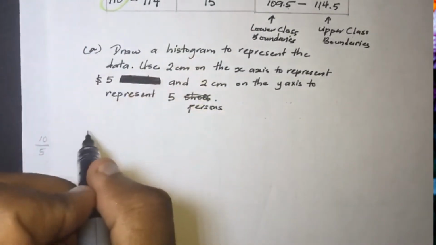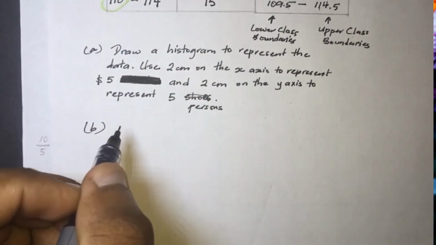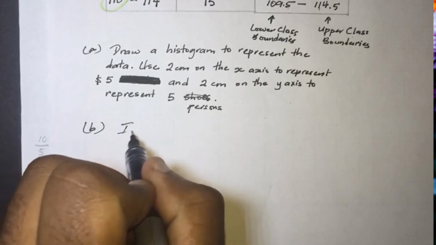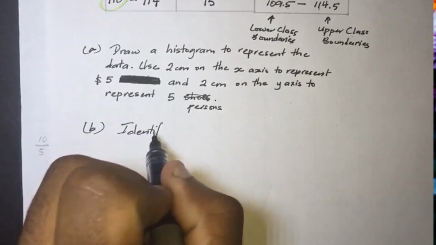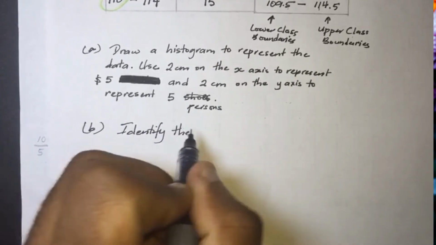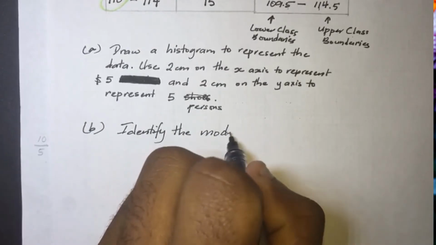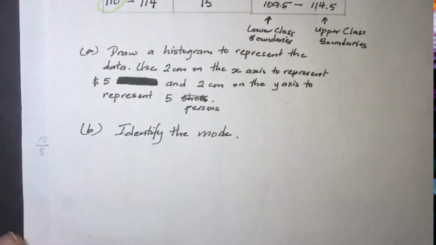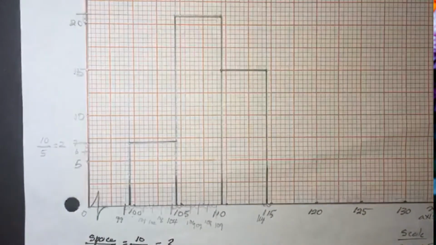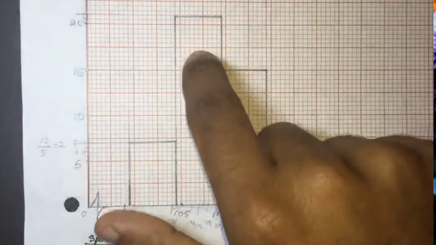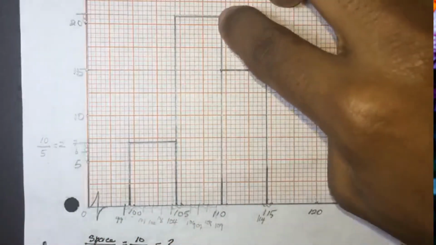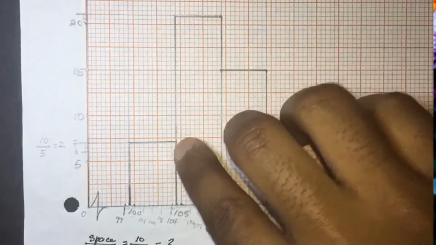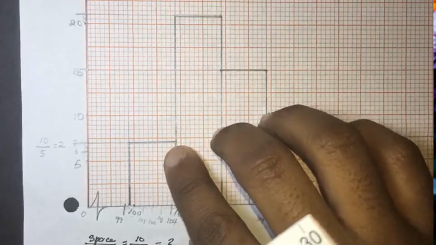Now, usually they could ask us one more question. They could ask us to calculate the mode or identify the mode. So identify the mode from the frequency, from the histogram. Now to do that, what you need to do is to look at the tallest bar, which is this one. Then you look at this edge and draw a line to carry it across to touch this other edge. And this edge to touch this edge.